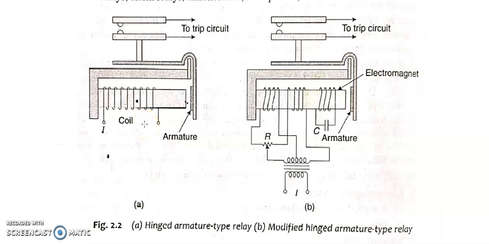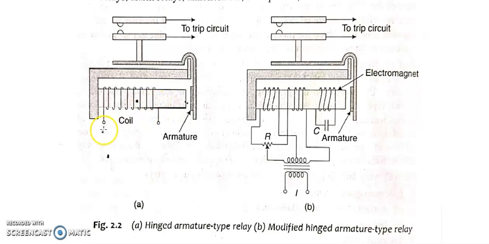Like I already told, it works on the principle of electromagnetic attraction, the force of attraction. You can see this is your electromagnet over which we have wound a coil of a certain length, and it is supplied by either current or voltage of the system. This particular part you are seeing vertical here is called the armature, and it is movable. This is the moving part and this is the fixed part.